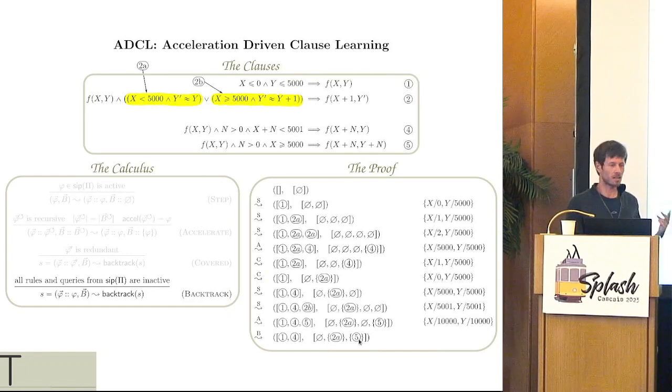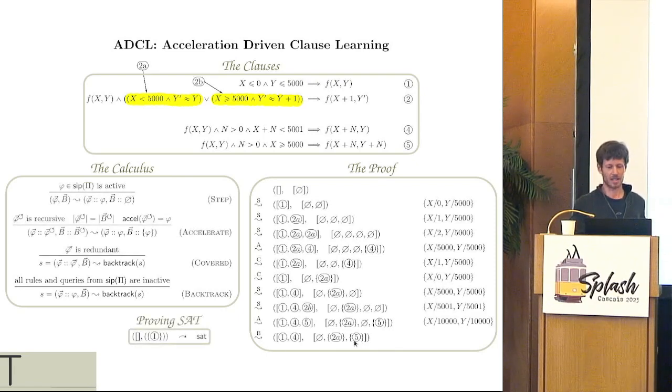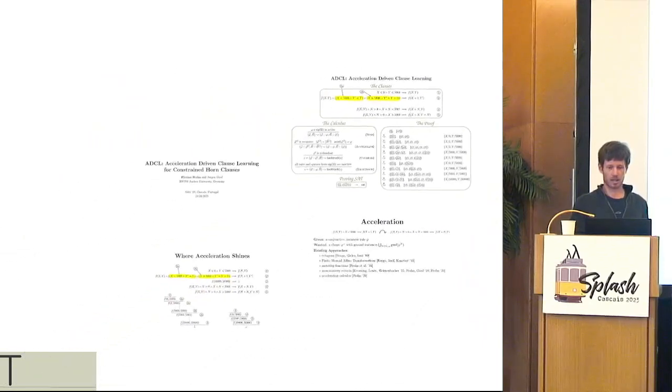Now, we could continue with this example by doing more steps and backtracking and so on. Then eventually we would reach a state like that, where the trace is empty and our only fact, clause number 1, is blocked. And whenever we reach a state like that, where the trace is empty and all facts are blocked, then we have proven satisfiability. So then we have shown that our set of clauses is satisfiable. Okay, so that's how our calculus works.